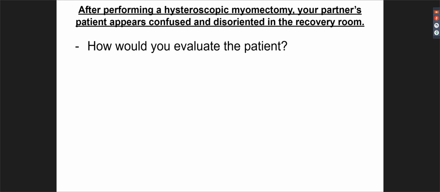Okay. After performing a hysteroscopic myomectomy, your partner's patient appears confused and disoriented in the recovery room. How would you evaluate the patient? Well, first of all, I will need to go to the bedside and see her clinical status. In the physical examination, I'll be concerned for signs of pulmonary edema or pulmonary effusions. So I will see her oxygen saturation, I'm hoping for it to be normal, and verify if there's any evidence of tachycardia.